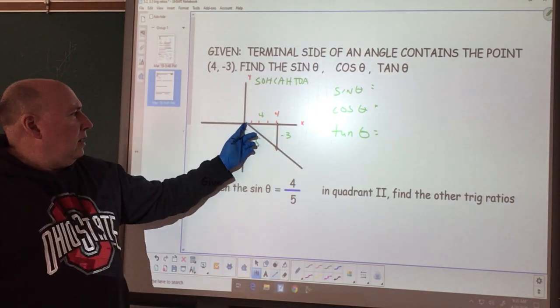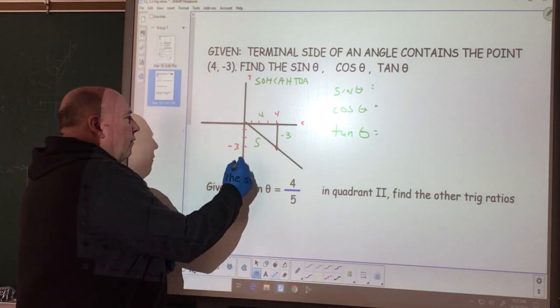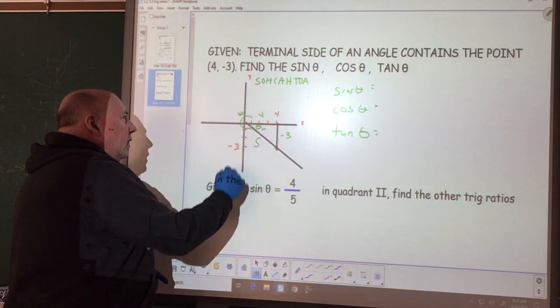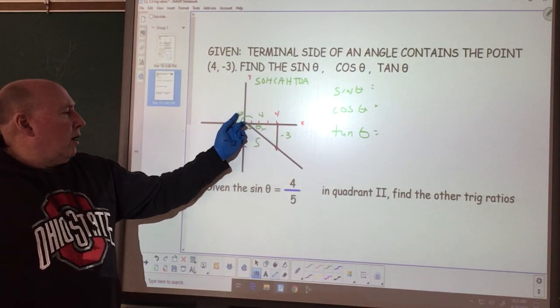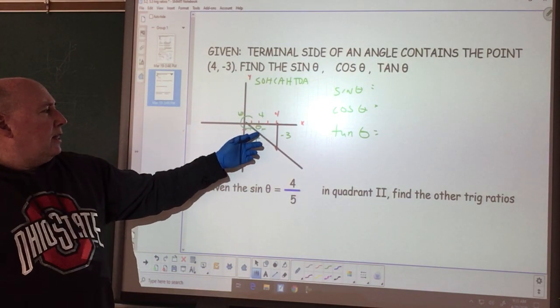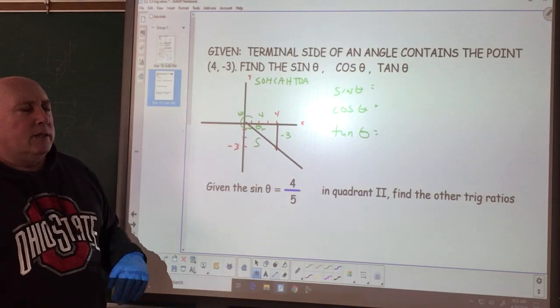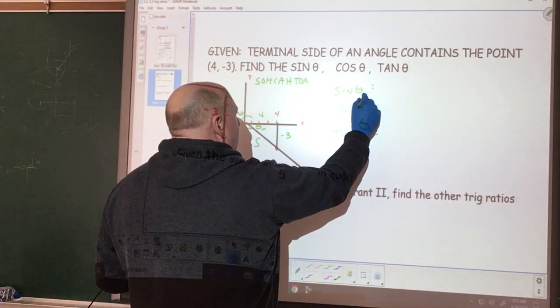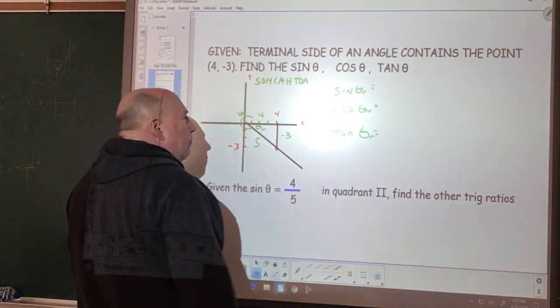Our sine is defined to us. This is our reference angle. This is our angle that we're talking about. But with the reference angle here, the sine, cosine, tangent of theta is going to equal the sine, cosine, tangent of theta reference. So we can just look at our reference angle.